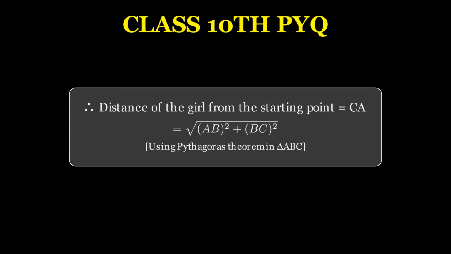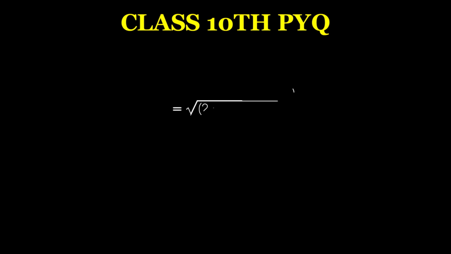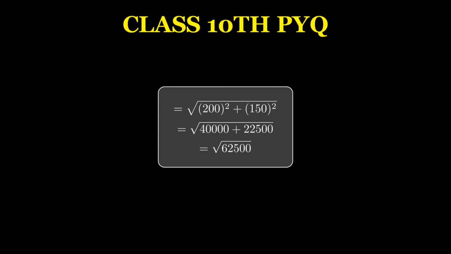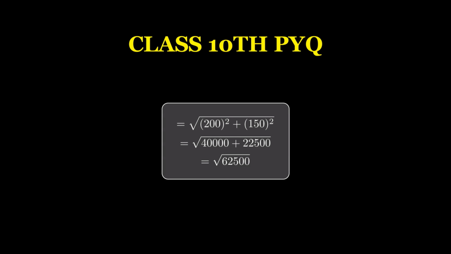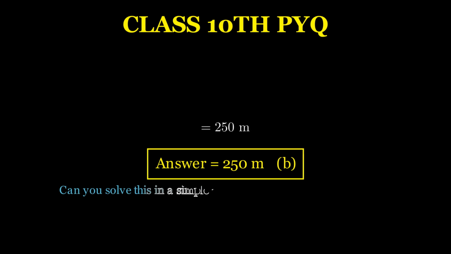Therefore, AC equals the square root of AB squared plus BC squared, using Pythagoras theorem in triangle ABC. Substituting values, root of 200 squared plus 150 squared. That is root of 40,000 plus 22,500. That equals root of 62,500, which simplifies to 250. So the correct answer is 250 meters. Option B. Now tell me, can you solve this in a simpler way?